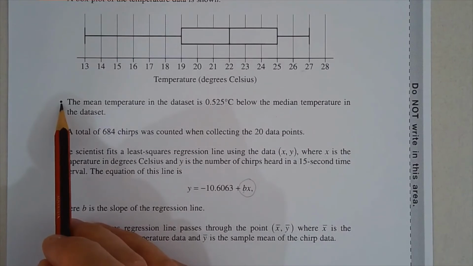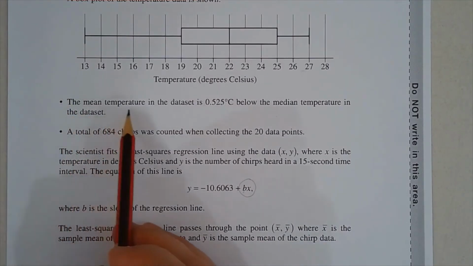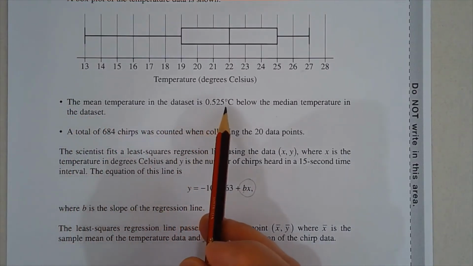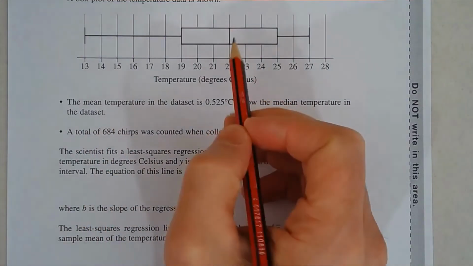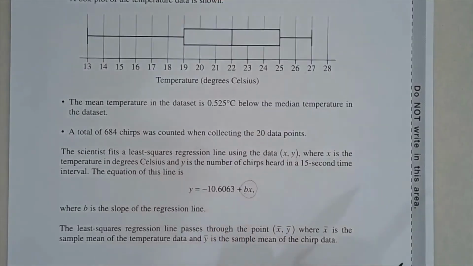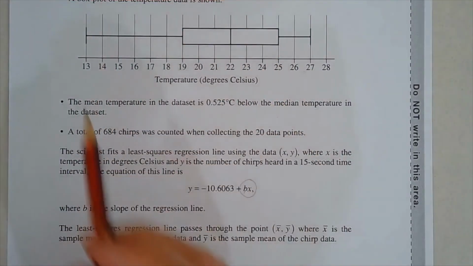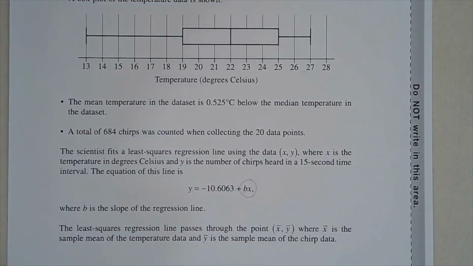One of the points here, the second point, is that the mean temperature in the data set is 0.525 degrees Celsius below the median temperature in the data set. So let's see what the median temperature is. It's 22. It's important that you understand how to read a box and whisker plot and know where the median is. So let's start off.